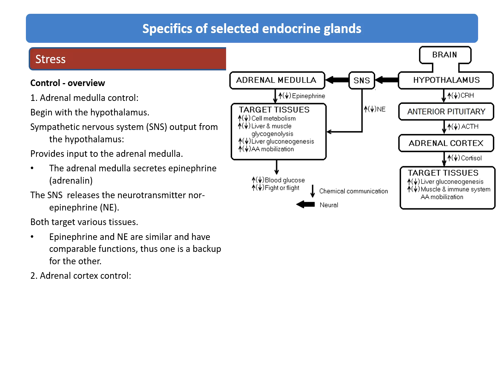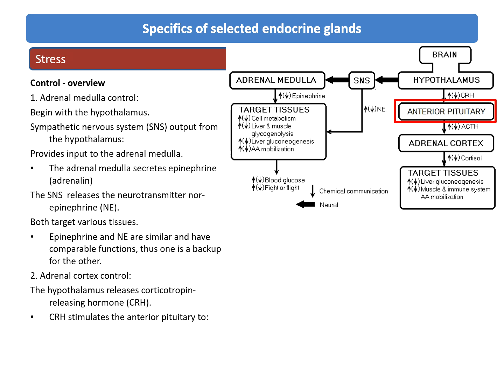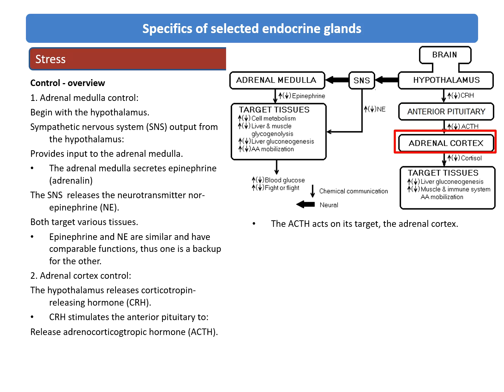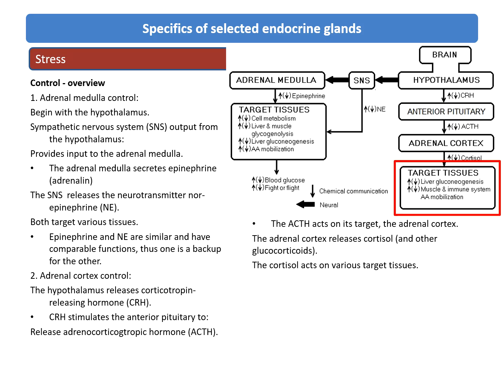How about the adrenal cortex? Again, we begin with the hypothalamus. It releases corticotropin-releasing hormone, CRH. The CRH stimulates the anterior pituitary to release adrenocorticotropic hormone, ACTH. The ACTH acts on its target, the adrenal cortex. The adrenal cortex releases cortisol as well as other glucocorticoids. The cortisol acts on various target tissues.